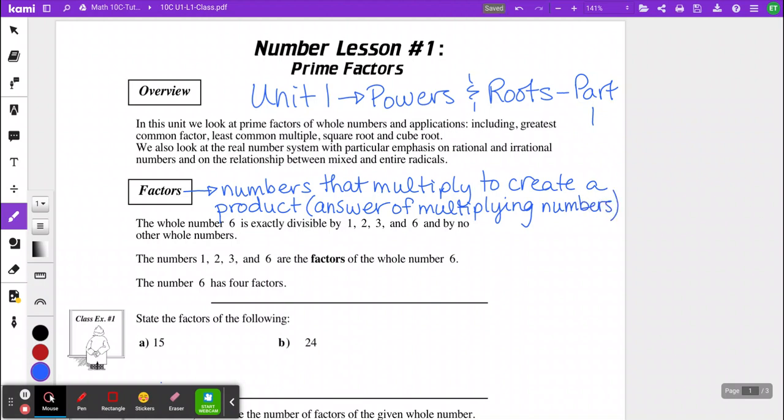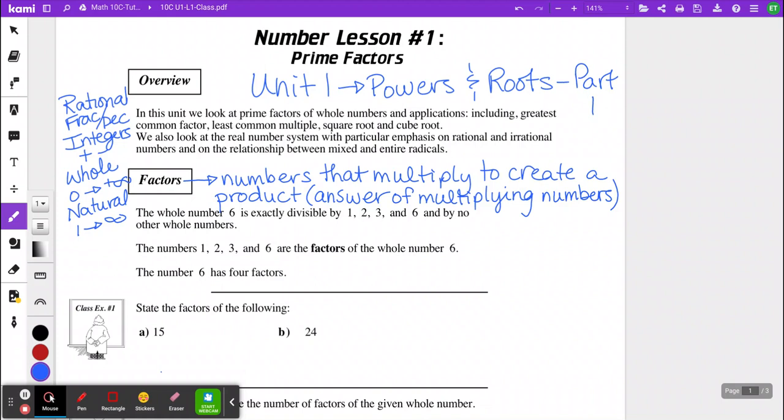Okay. So we have to take a look and see what kind of numbers we're going to deal with in this unit. We're going to be dealing with, of course, rational numbers, irrational numbers, and rational numbers have the fractions and decimals. Then we deal with integers, which are positive and negative numbers. Then we deal with whole numbers, 0 to positive infinity, and we deal with natural numbers, which is 1 to positive infinity, also called our counting numbers.